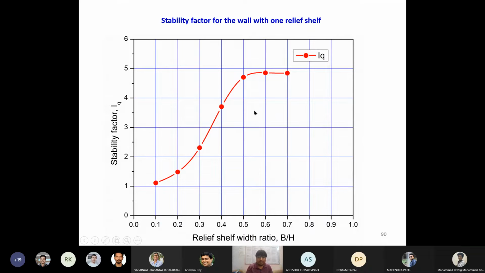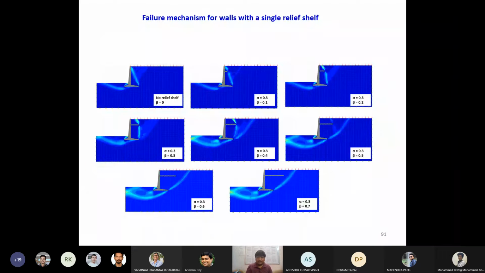Okay, so once again we find that 3 relief shelves and 2 relief shelves are not giving a sufficient improvement in the load-taking capacity of such a wall. We moved back to our single relief shelf wall study, again varying the position and width. What we noted is that the topmost position has B by H equal to 0.3. If you keep increasing the width of the relief shelf, this alters the shear failure plane of this kind of wall.